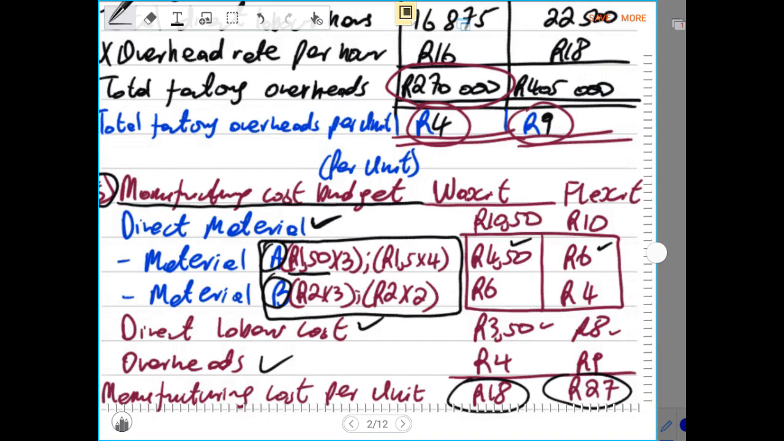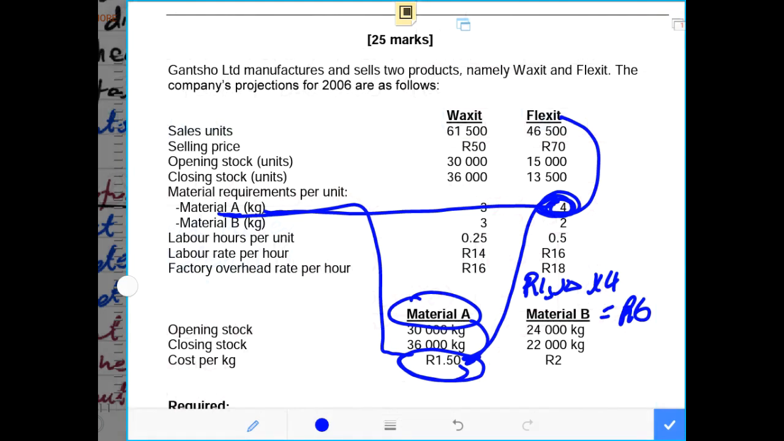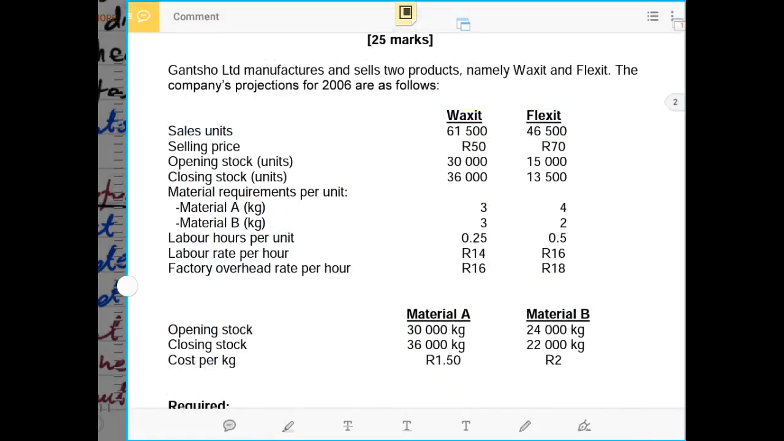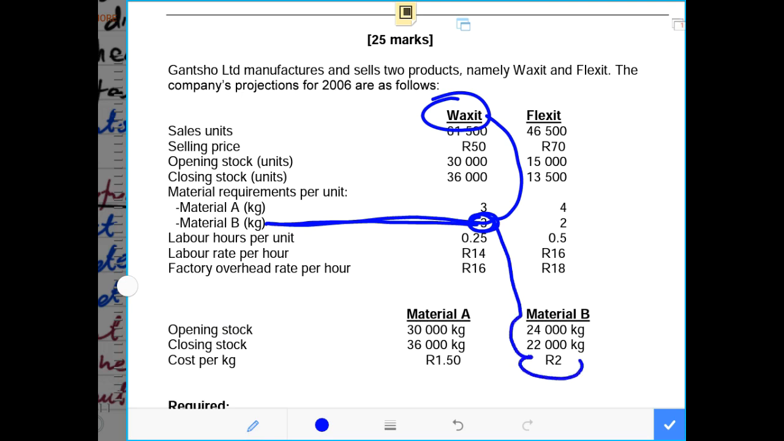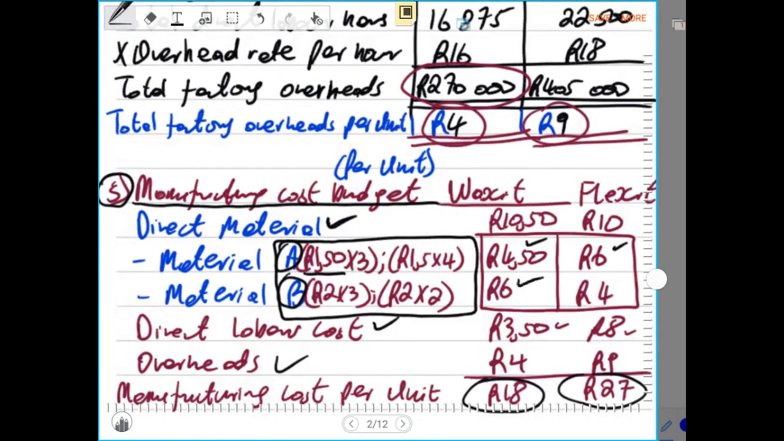Then we went back to material B. We need material B to manufacture both products, Wexit and Flexit. We need 3 kgs of material B to manufacture product Wexit, and material B is bought at a price of 2 Rand. So 3 times 2 Rand gave us 6 Rand, which is allocated under the product, and we saw that there is 6 Rand allocated there.